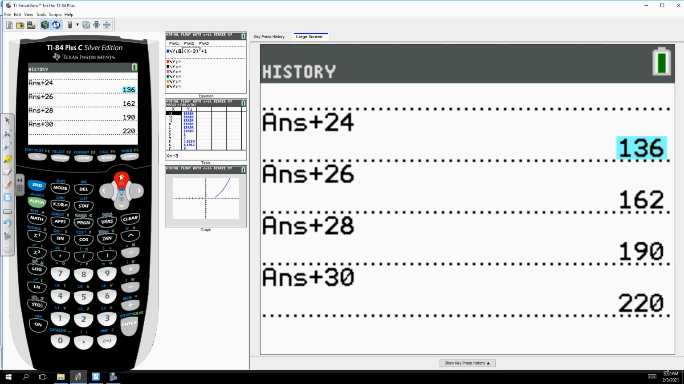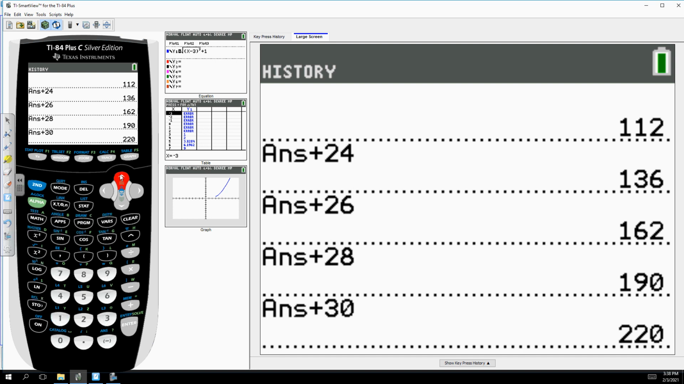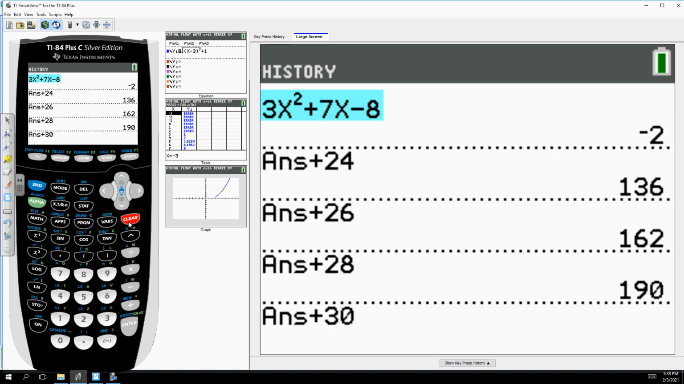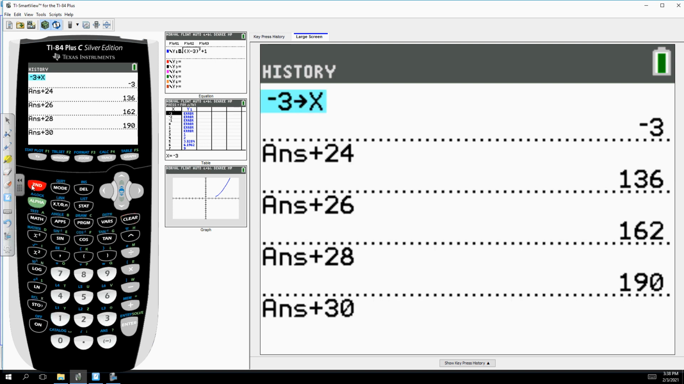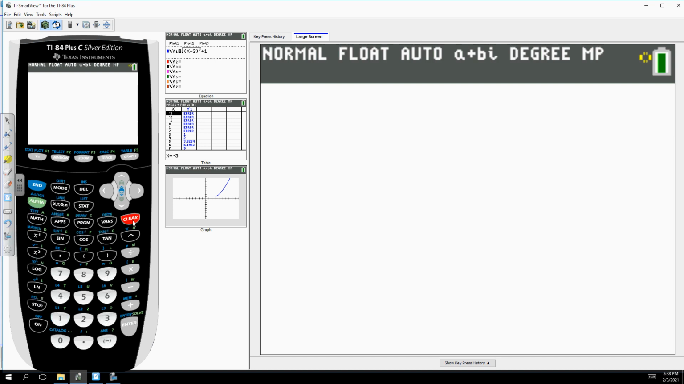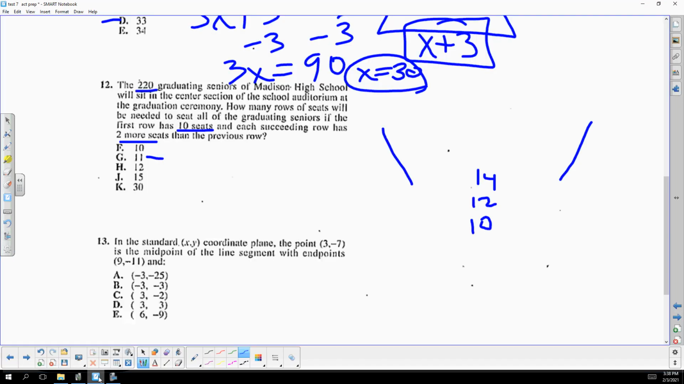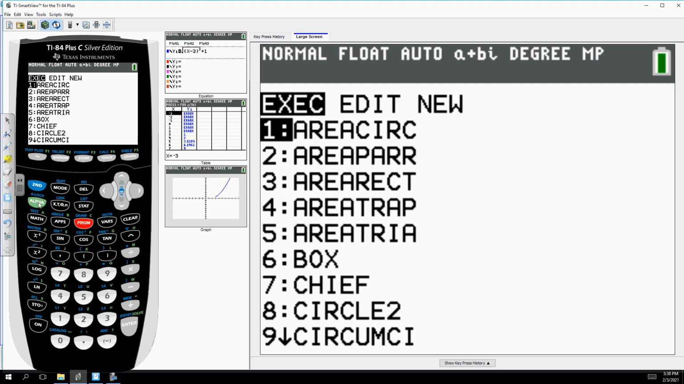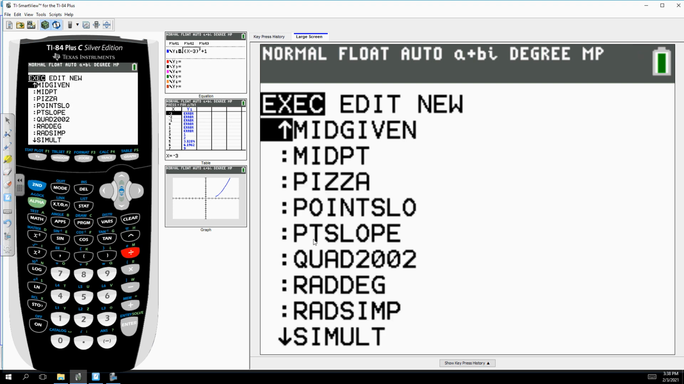How far did we go? I lost track. It would be 1, 2, 3, 4, 5, 6, 7, 8, 9, 10, 11 rows to get to the top. And then 11 is the midpoint given, because they say it's the midpoint. So you go to midpoint given.